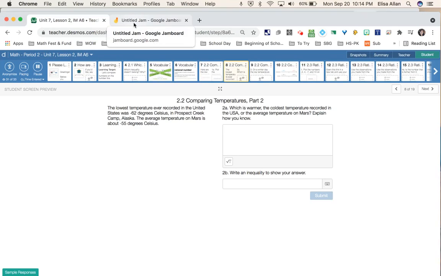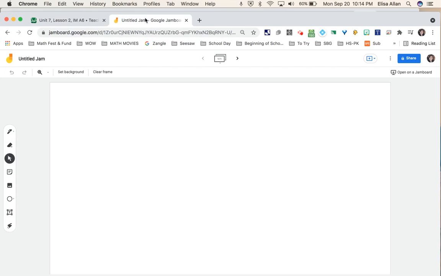So in this case, I'm going to go ahead and pull up a Jamboard. I can go to this by going to jamboard.google.com. And here I'm going to be plotting and creating a number line so I can plot these two temperatures. Again, negative 62 degrees Celsius for the place in Alaska, and negative 55 degrees Celsius for Mars. So here I can draw my number line.